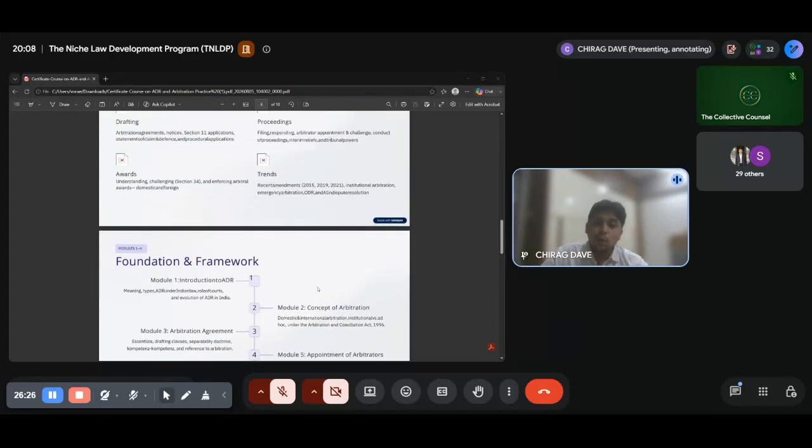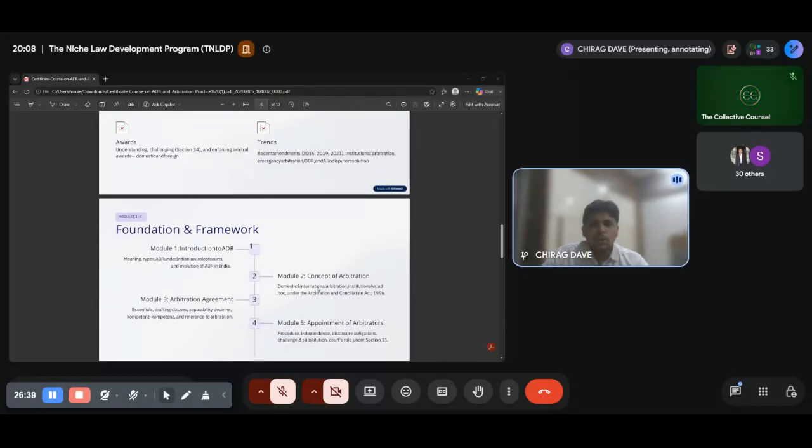Next is how the course has been designed. The very first module is the introduction to ADR: meaning, types, the basic role of the court, and how ADR evolved. So, the basics of the course. Then module 2 talks about the concept of ADR, the definition of arbitration, and the difference between domestic arbitration and international arbitration, and institutional versus ad hoc arbitration, purely as given under the Arbitration Act.